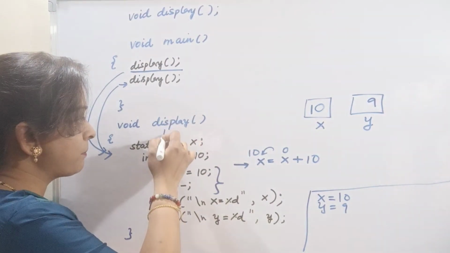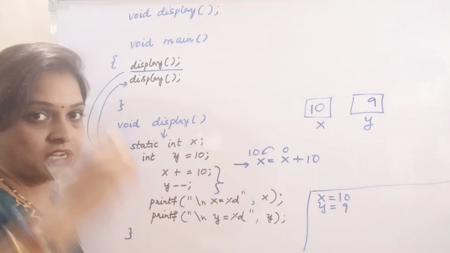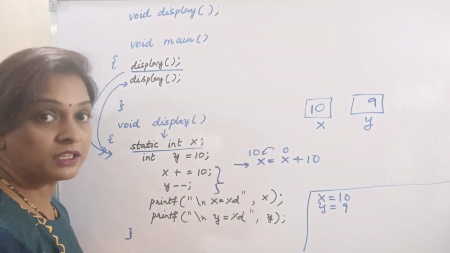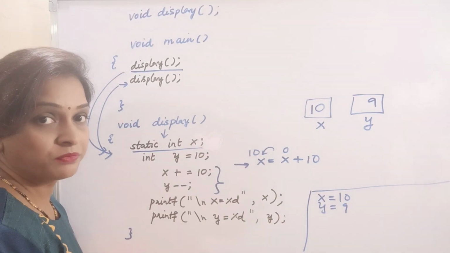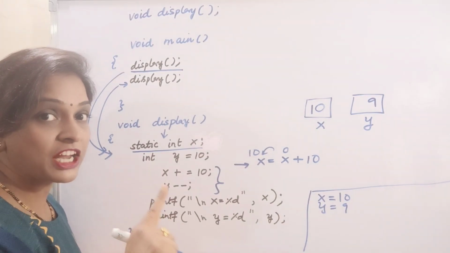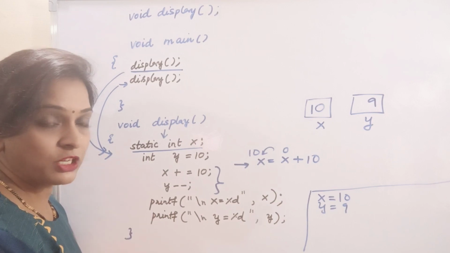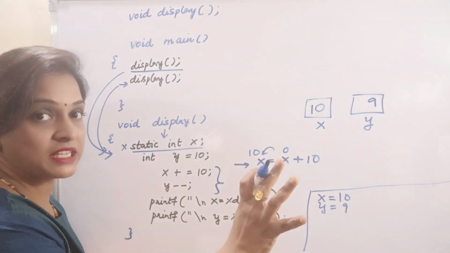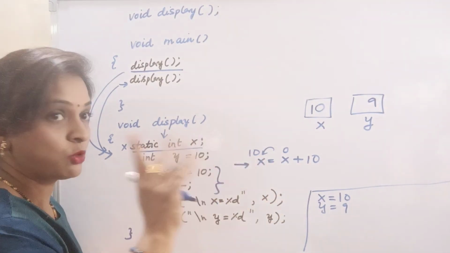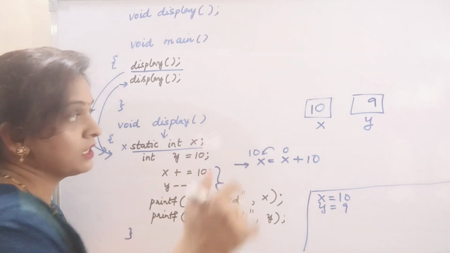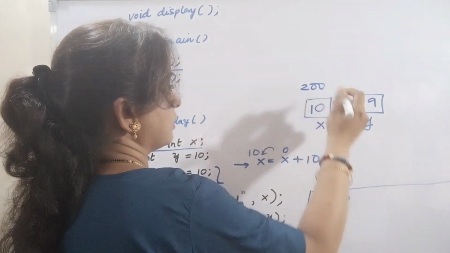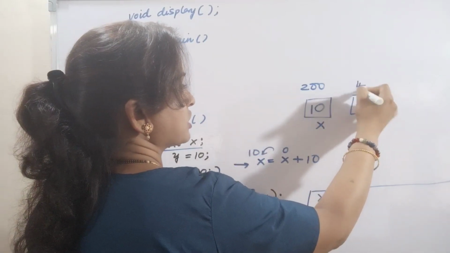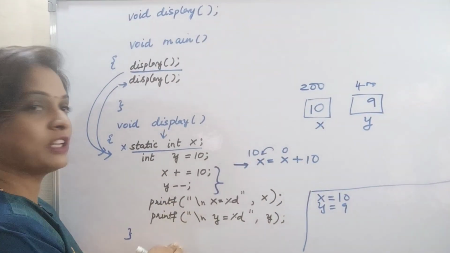Now, as soon as the compiler enters into the display function, it will look into this variable declaration, which is static. So it's a static variable. As we all know, static variable will not be reinitialized. Means what the compiler will do, it is going to skip this statement. It is not going to reinitialize the static variable. The x value is 10, right? See, we have the location, say 200 here, and we call the display function, and the y value, say location 400. Now once again we are into the display function.